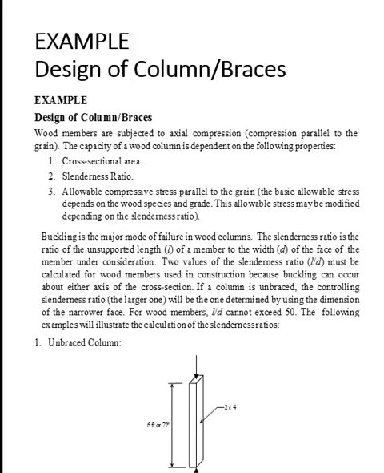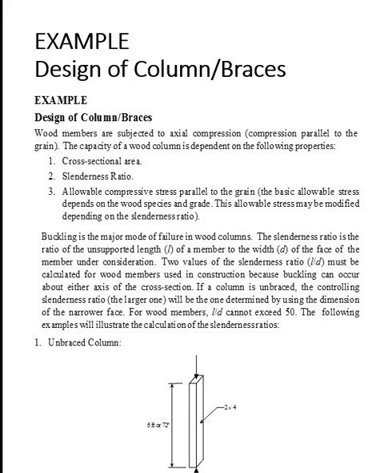So one thing that we have to consider is our columns and braces, and we'll look real quick at some examples. If we're looking at the design, say, of a column and a brace, and when we talk about horizontal forming, in particular the columns and braces, the columns are important.